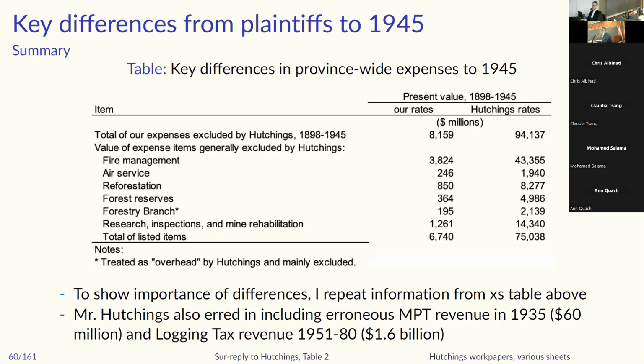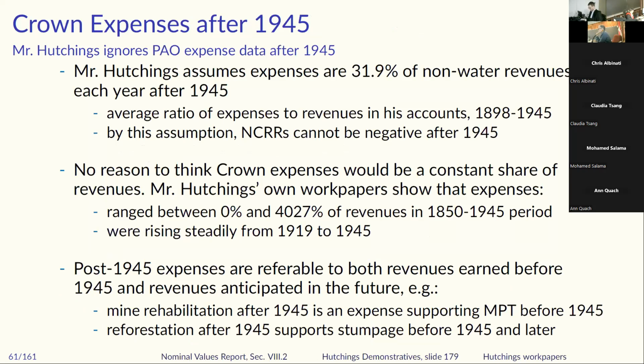Those present value amounts, are they using your rates or Mr. Hutchings' rates or something else? Those are our rates. And when I see 60 million and 1.6 billion, those are present value rates? Yes. And everything on this page on slide 60 is present value rate? Yes. Great, so let's proceed to slide 61. Please tell us about slide 61.